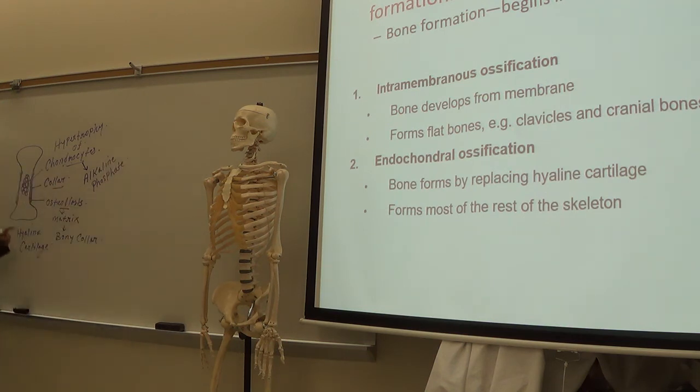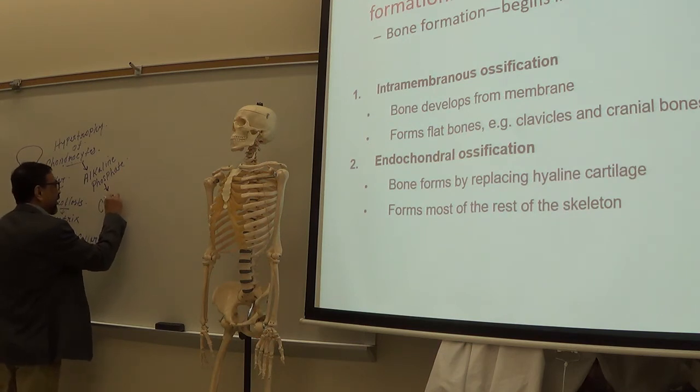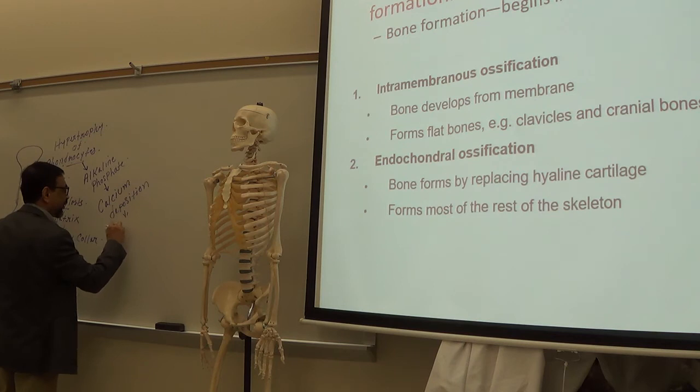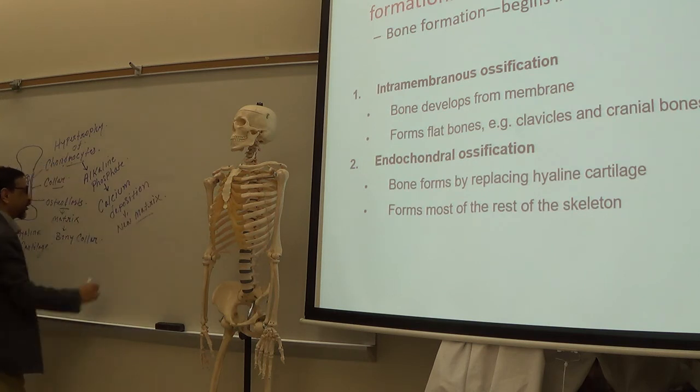So two things will happen in the center. Number one, the chondrocytes will get what? Bigger, right? Hypertrophy, enlargement, and occupy more space. And number two, will secrete what? Alkaline phosphate. Okay? This alkaline phosphate does what? Calcium deposition to form new matrix. Calcium is the main component of the matrix.